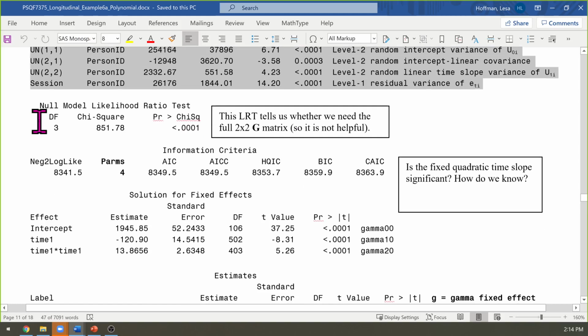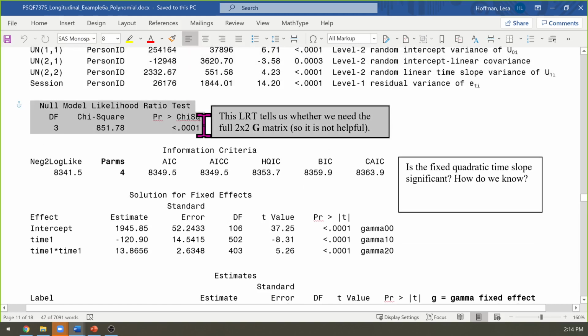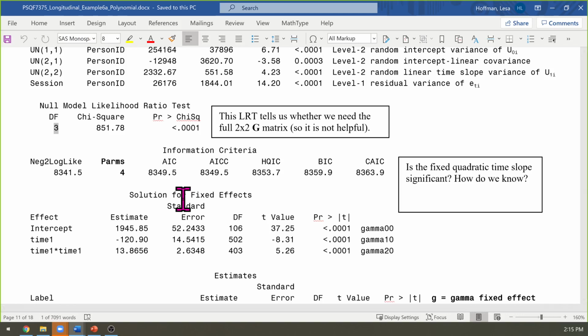In this case, the null model likelihood ratio test does not tell us anything helpful. It tells us if we need any kind of G matrix at all. So the 3 parameters that are listed as the degrees of freedom are the 3 parameters in the G matrix: random intercept variance, random linear time slope variance, and the covariance. So that's not really a useful question, but it prints it out anyway.